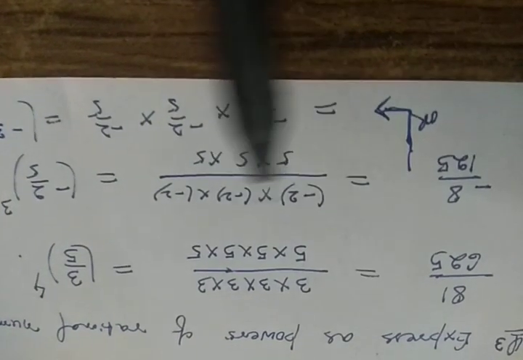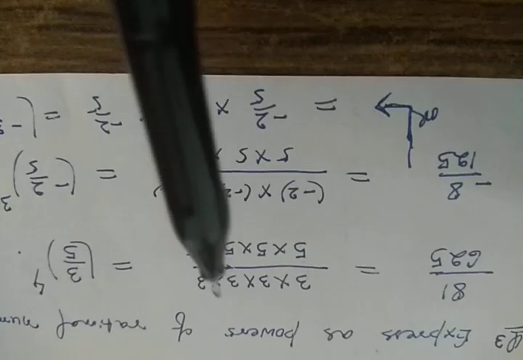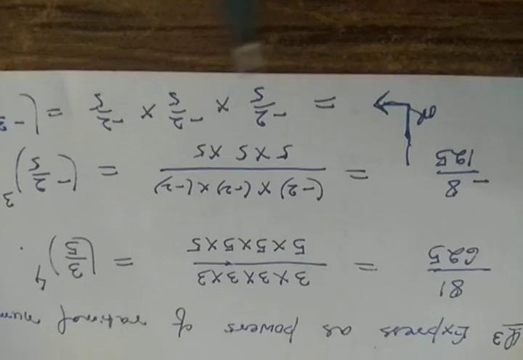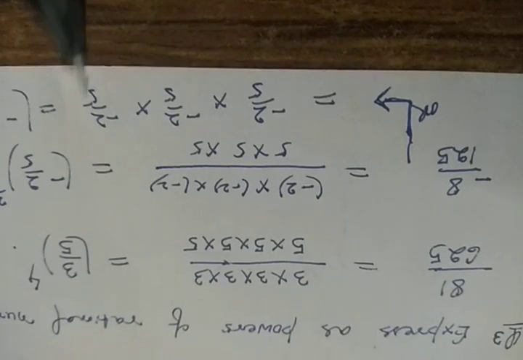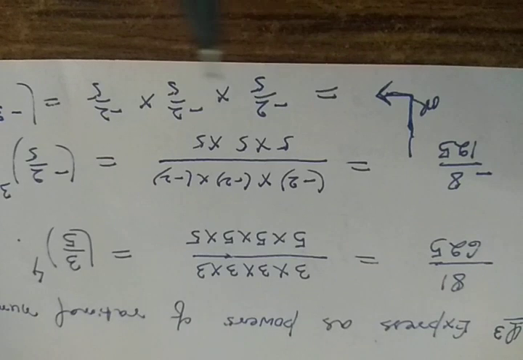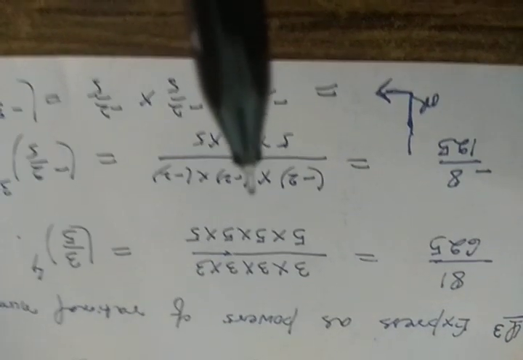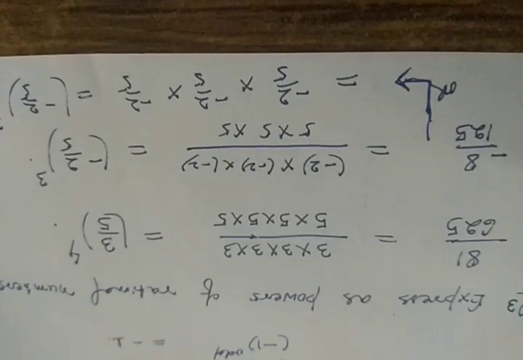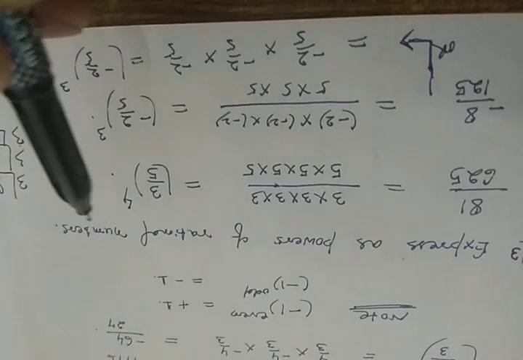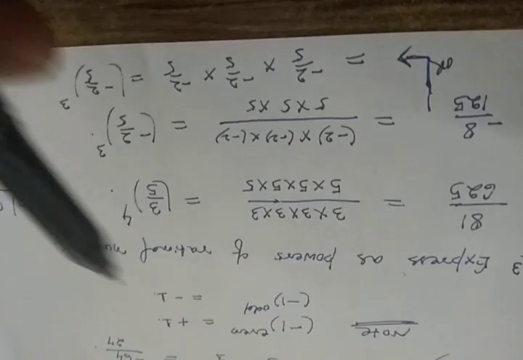So instead of this form, you can write your answer in this form also. Both are correct: minus 2 by 5, minus 2 by 5, minus 2 by 5. And I think this is the more correct form. Is it clear? Rather than this one, this is the more correct. So express minus 2 by 5 into minus 2 by 5 into minus 2 by 5, and so it is minus 2 by 5 to the power 3. Okay, so if it is mentioned here powers of rational numbers, it means you have to express in exponent form. Clear?